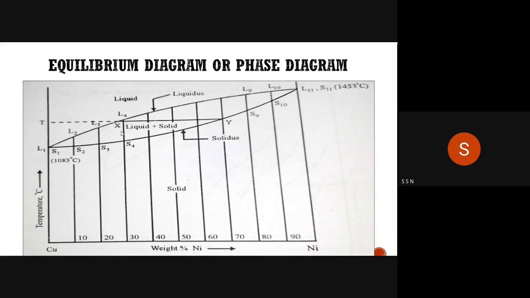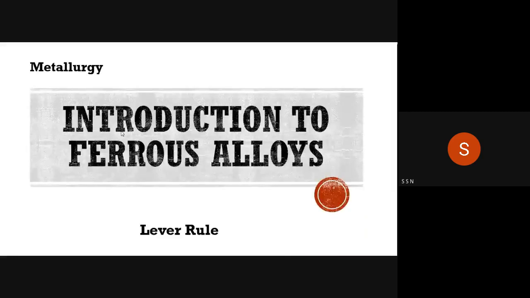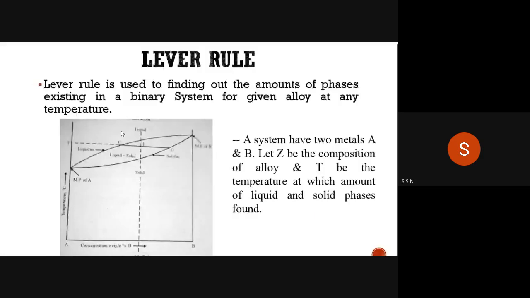So for that purpose we are having the lever rule. Generally lever rule is used to find out the amount of phases existing in the binary system for a given alloy at any temperature.